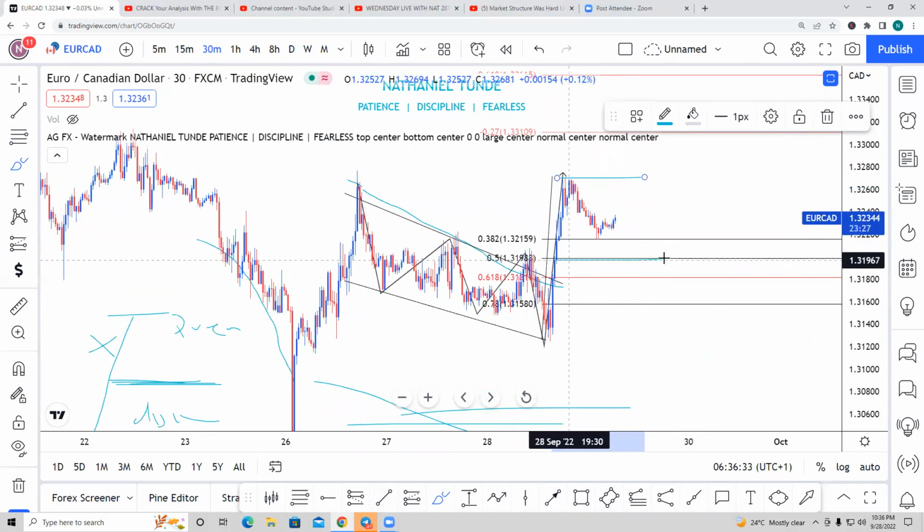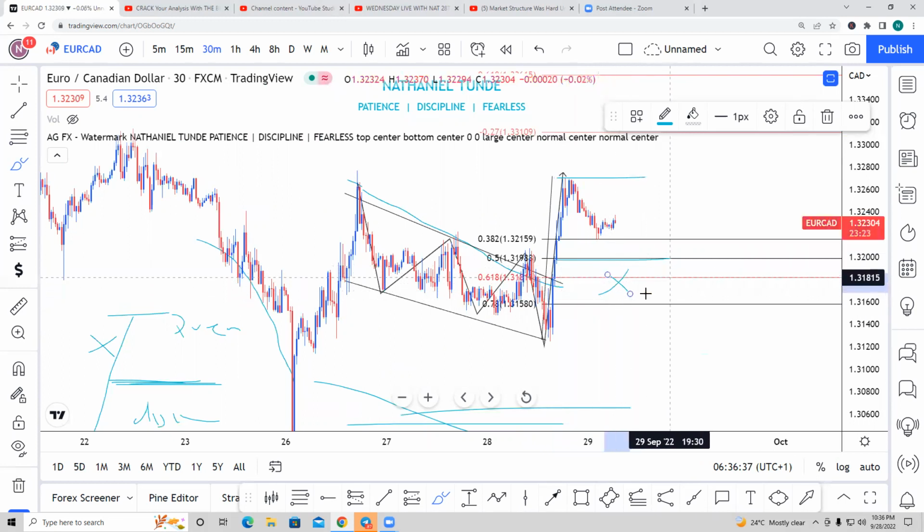Anything below 50 right here is good for a buy because it is heavily discounted. Right now, the market is going to consolidate along this level. And if it breaks to the downside, breaks below 50% and comes to 61.8, that is a good place to take a trade to the upside with stop loss below here.